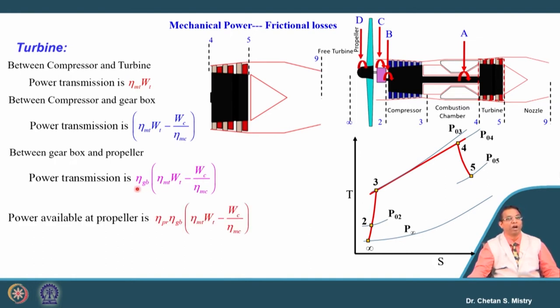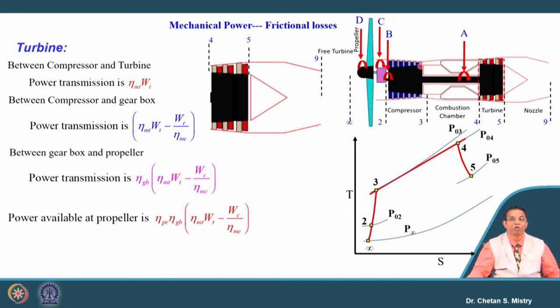So, ultimately the amount of power which will be available at the propeller can be represented as propeller efficiency into gearbox efficiency, and this is the amount of power that will be generated during my initial stage. So, you can say this is how my power transmission is happening. Let me put the point here.